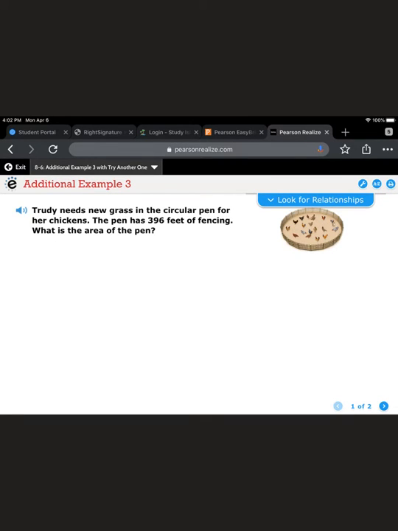Why don't you go ahead and try this one then? It's the same situation, just a different number. Now the circular pen is 396 feet of fencing. And then we pause, and then you can check your answer.